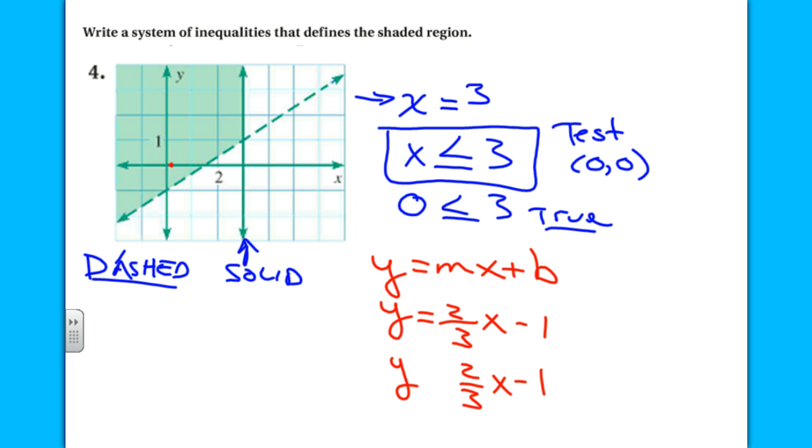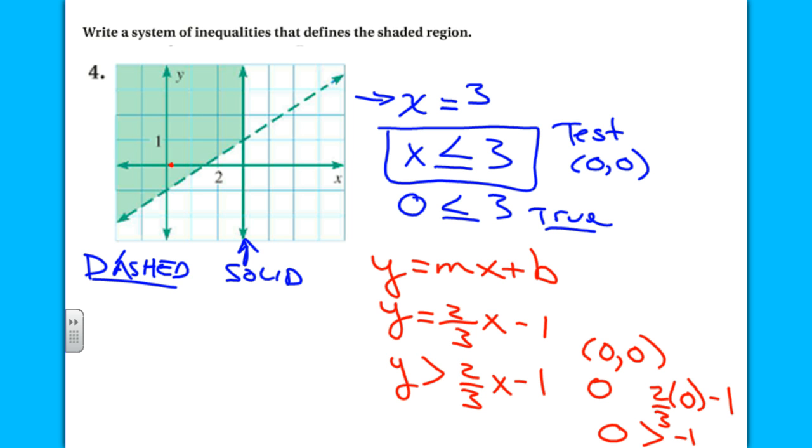Okay? So we're going to come over here. I'm trying to save room. We're going to plug in 0, 0. 0 is what? 2/3 times 0 minus 1. What is 0 is, well, good job. So 2/3 times 0 is what? 0 minus 1. So 0 is what to -1? Greater than. So we come back to our equation, and now we can write it as an inequality.